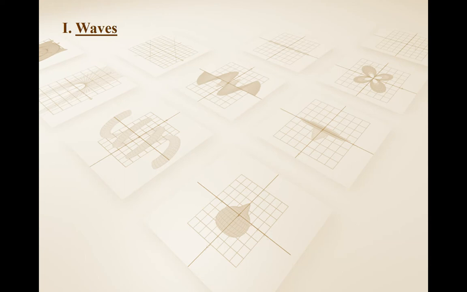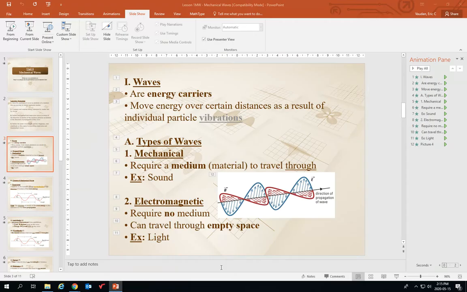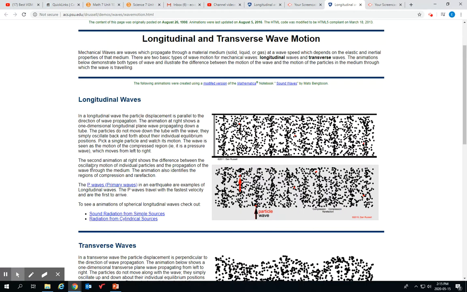So we're going to get things going by providing a very general definition of what a wave is. A wave is simply a carrier of energy, but it's all about how a wave actually carries energy. The way that a wave moves energy across a certain distance is the result of individual particle vibrations. So let's take a look at a substance that's made up of a bunch of particles and examine these individual particle vibrations. So I'm going to go to that animation for the first time here.